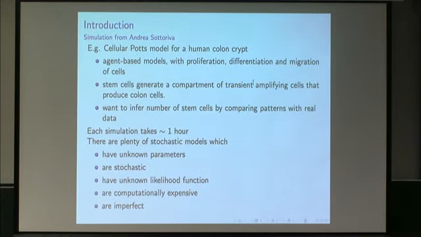So this is not a model I've particularly worked on, but it's the kind of model I aspire to work on. So I'll just show you and explain why it's somewhat different to some of the other models people talked about here. So this is a cellular Potts model of a human colon crypt. I'll show you a simulation in a minute. It generates some stem cells. They're going to generate a compartment of amplifying cells, and they produce colon cells. We want to simulate someone's colon crypt over the period of their lifetime, and then compare the patterns we see in the simulation to data to learn something about an individual.